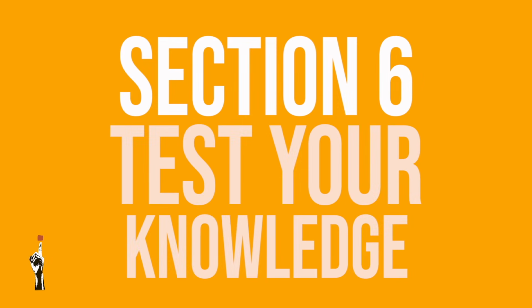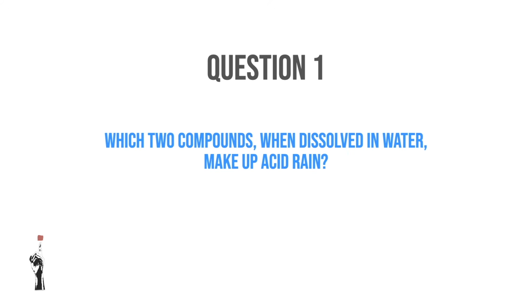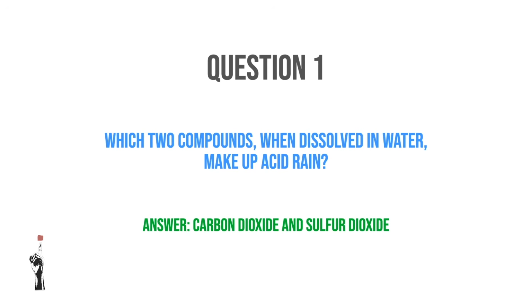Let's see whether you've grasped what we've done so far by going through a few questions. Which two compounds, when dissolved in water, make up acid rain? It is the two non-metal oxides that are so popular, carbon dioxide and sulfur dioxide.